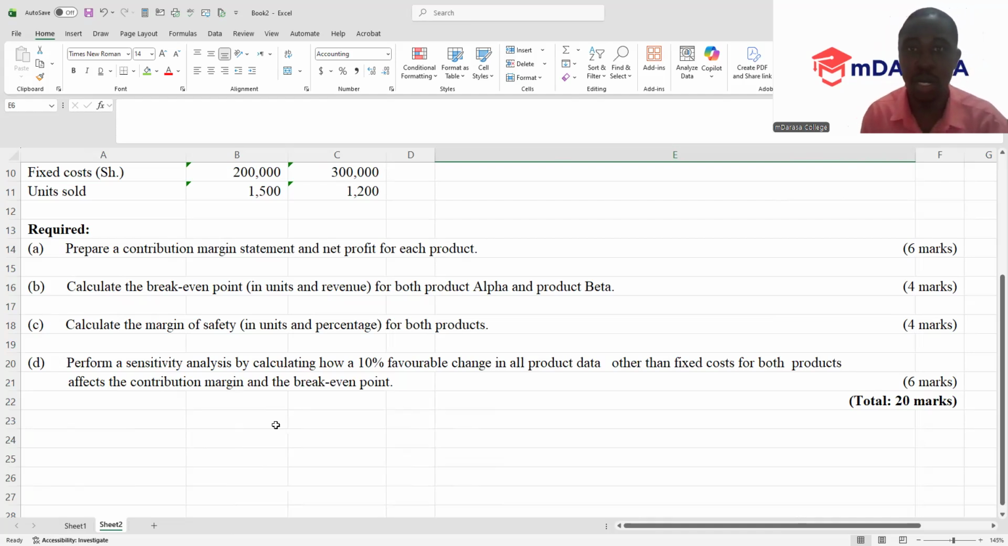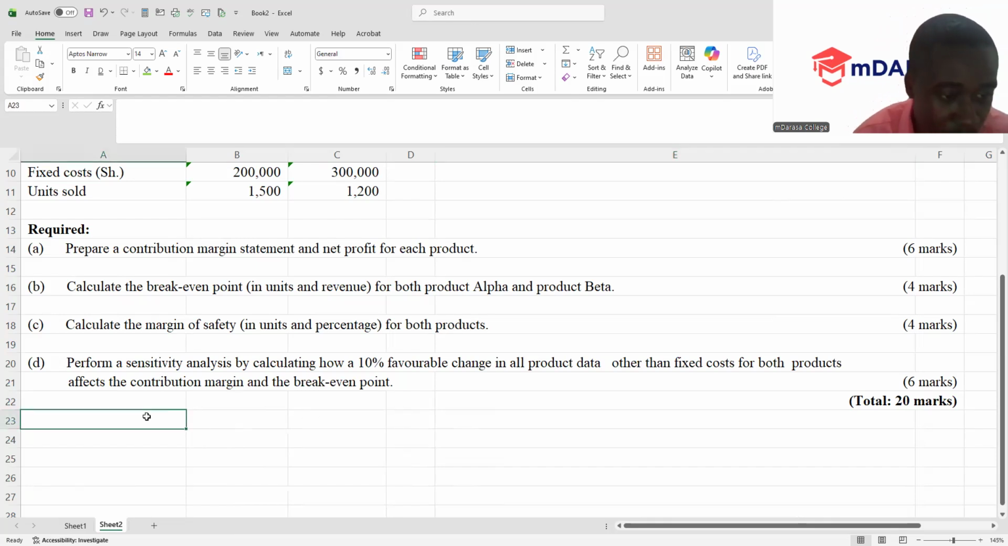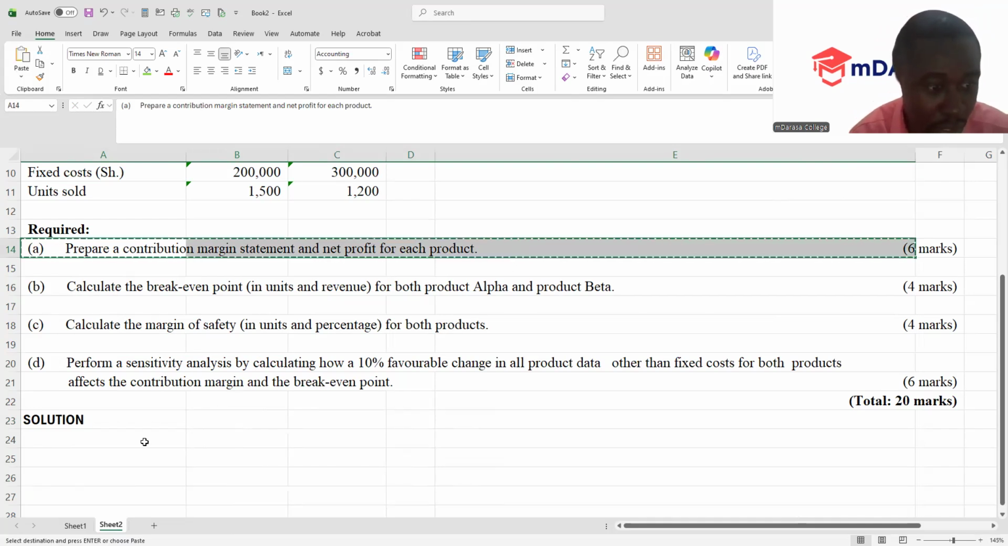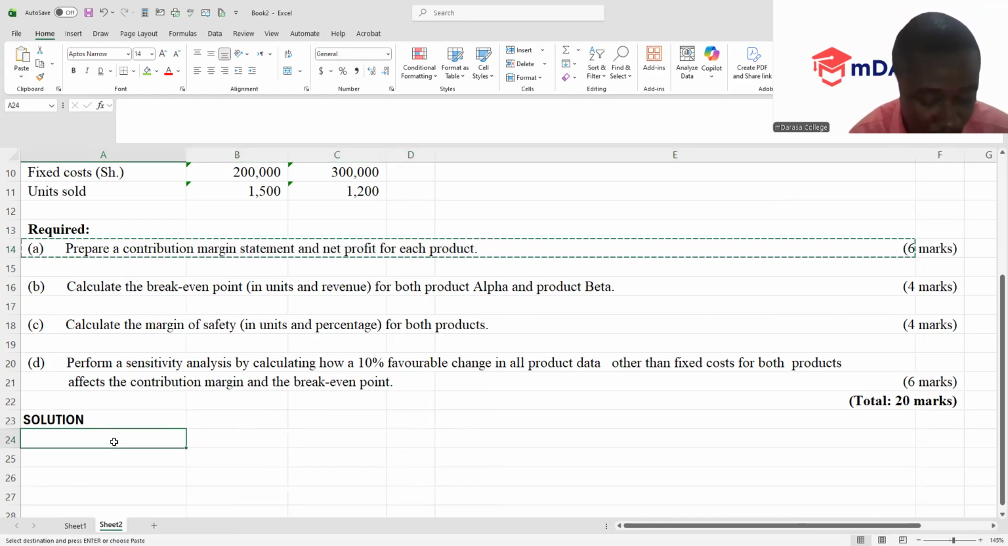So Mwalimu has always talked about presentation. Presentation is a key element that will determine the impression that the marker will have on your working or your solutions. So in this case, we have a solution here. Looking at it at this point, the first thing we are required to do is to prepare this item here.